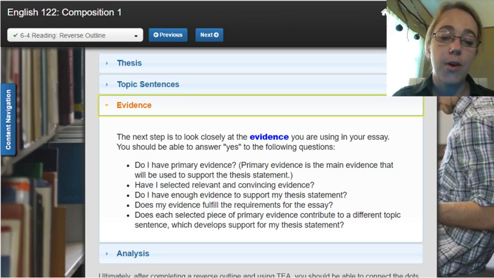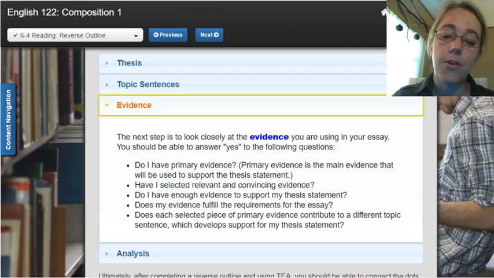Have I selected relevant and convincing evidence? Essentially, do the quotes and paraphrase support specifically one of the key points of your thesis? Do I have enough evidence to support my thesis statement? For each part of your claim, each part of your thesis, you need to have a correlating piece of evidence. So let's make sure that we're doing that.